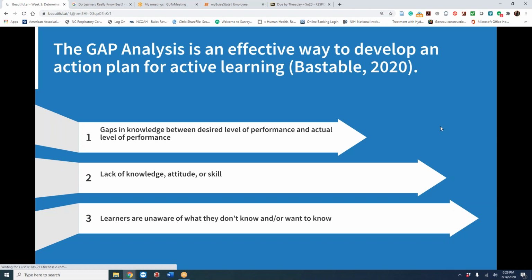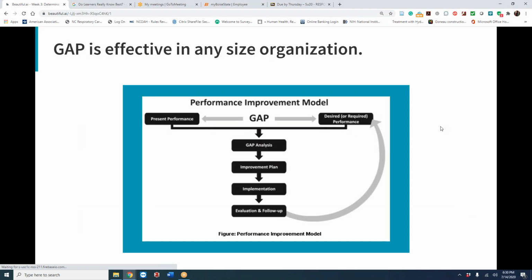Learners are unaware of what they don't know or what they want to know. As we always say, they don't know what they don't know. So sometimes you just have to prompt them to ask questions. There's a number of ways you can do that as well. But the gap analysis is one way to assess.